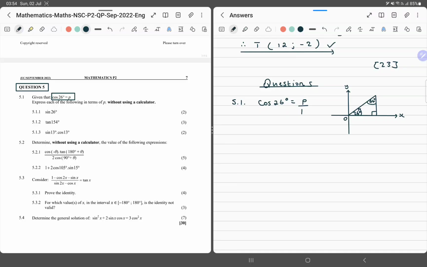Then cos is defined as adjacent. Adjacent to 26 should be p. The hypotenuse side is 1, so that is basically a standard circle. And then we know from Pythagoras that x squared, which is p squared, plus y squared is equal to 1 squared. We can say therefore our y is on the positive y-axis, so it's going to be the positive square root of 1 minus p squared.